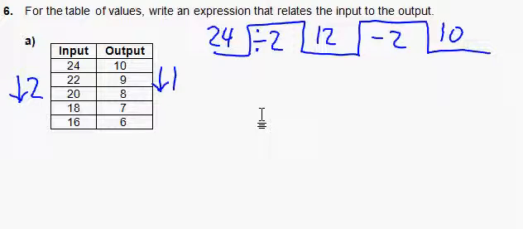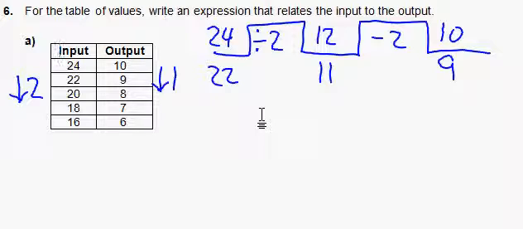Let's double check it with the second input, 22. 22 divided by 2 is 11. And 11 minus 2 is 9. So I figured it out right away, just using a little bit of logic and previous experience.